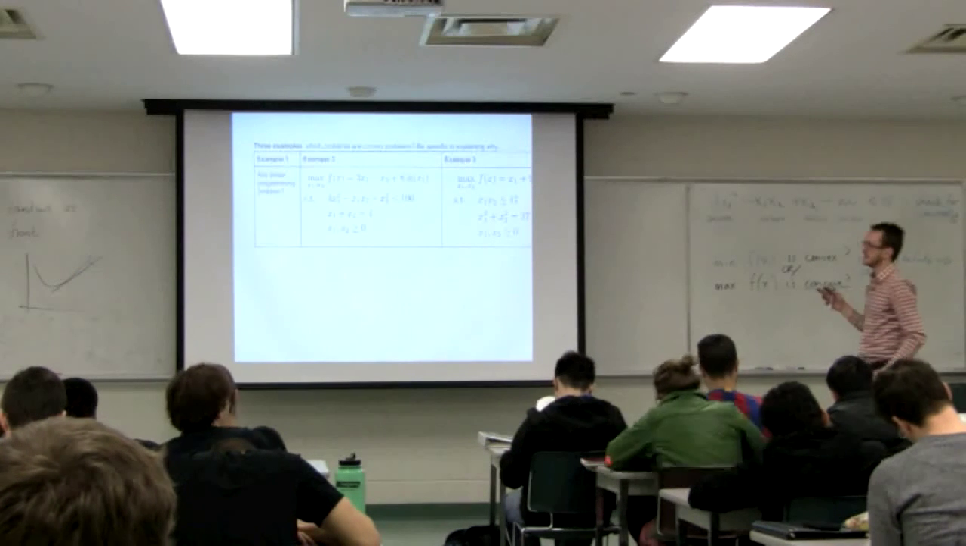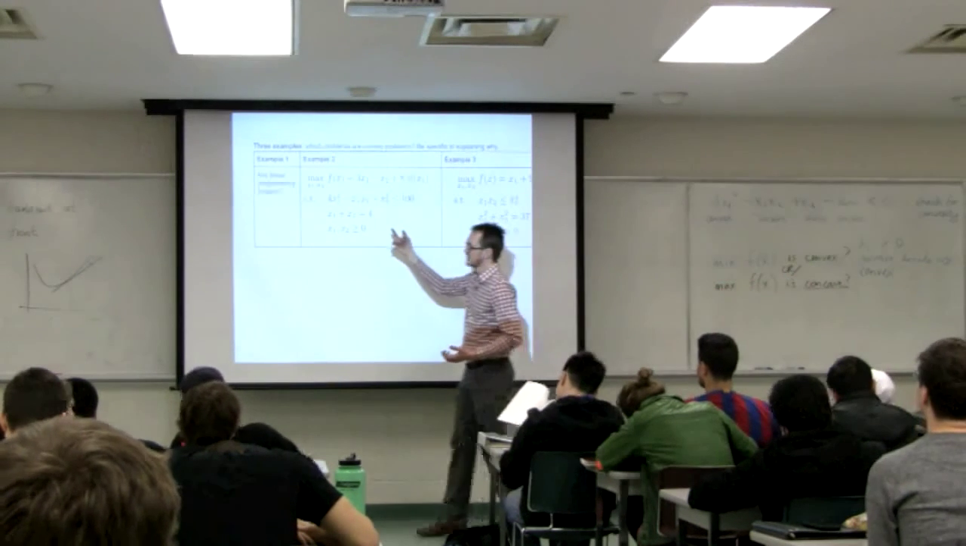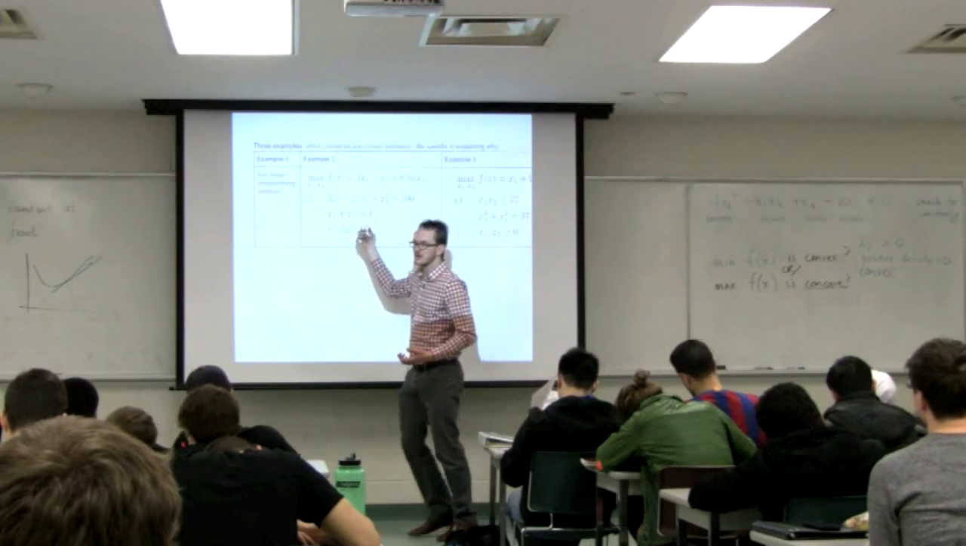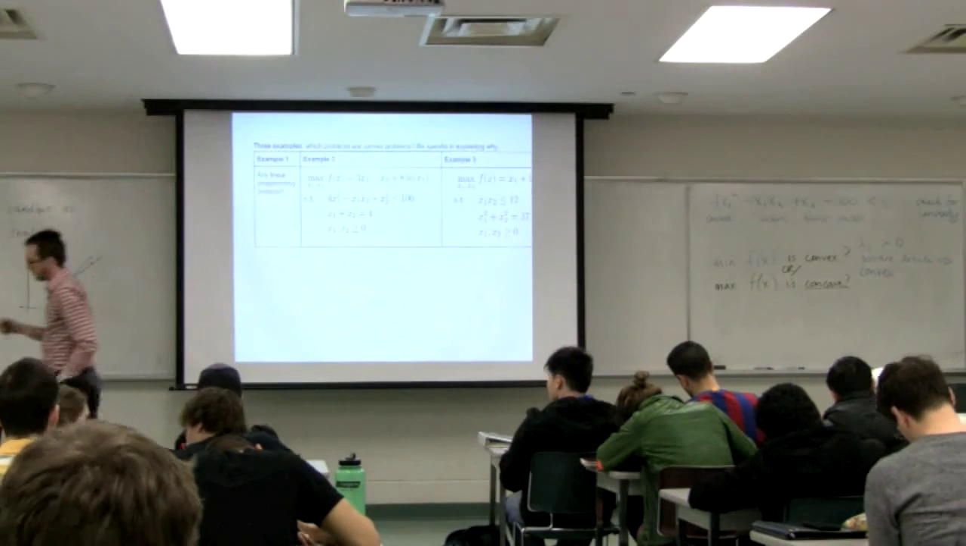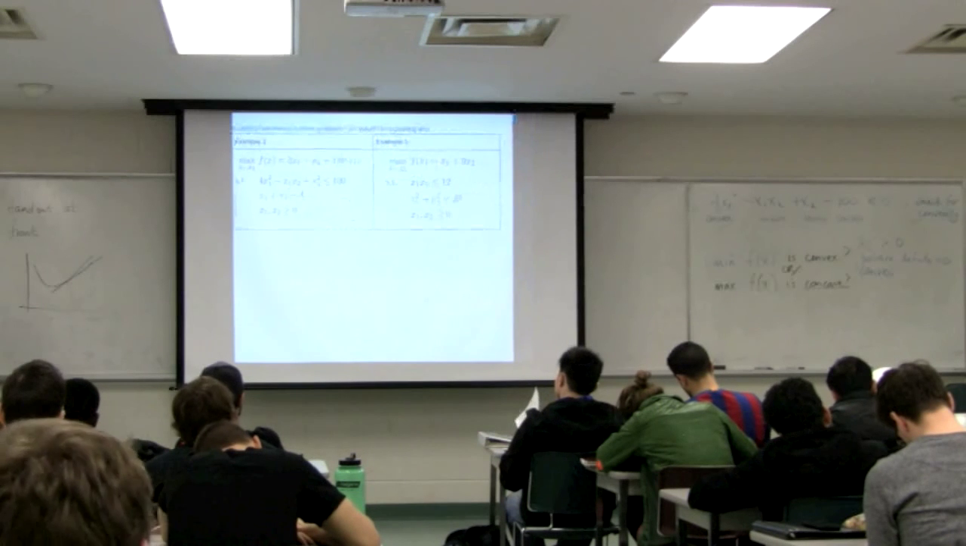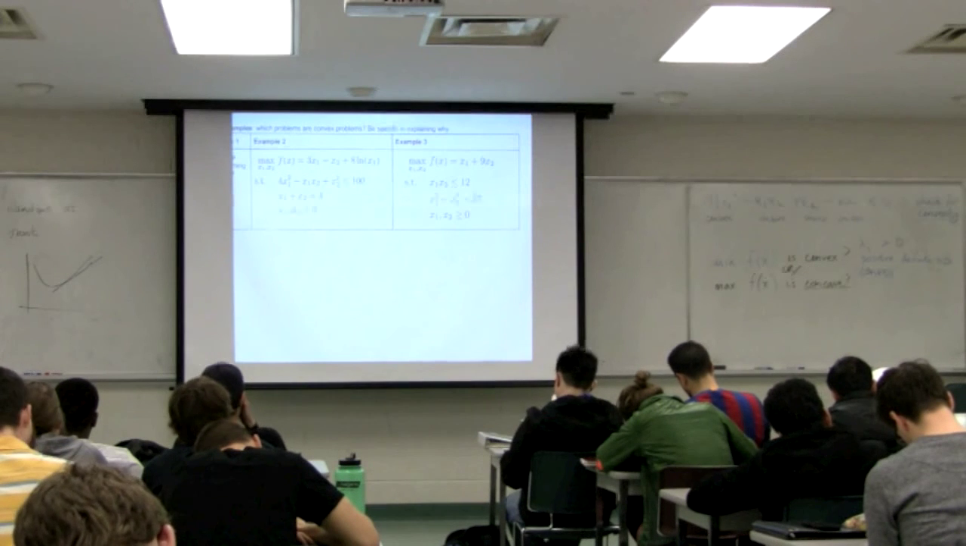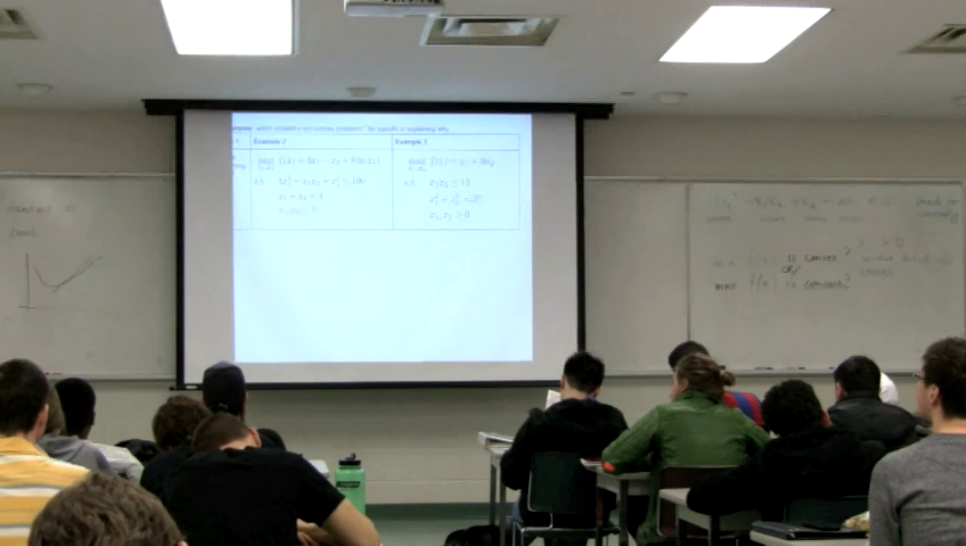Therefore, the x1 and x2 value that you'll find from this solution is a global optimum. What I'm going to leave for you to prove at home to yourself is that last example. Prove to yourself that it is neither concave nor convex.